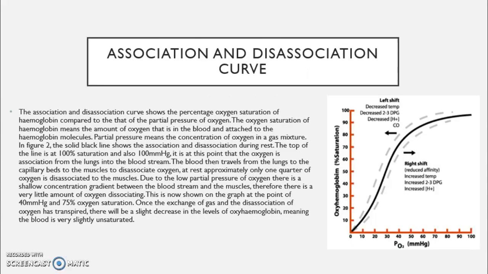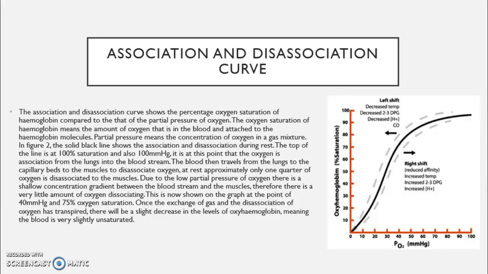So the association and dissociation curve, it can go left, it can go right, and what it does is it shows the percentage of oxygen saturation of hemoglobin compared to that of the partial pressure of oxygen. So the oxygen saturation of hemoglobin means the amount of oxygen that is in the blood and attached to the hemoglobin molecules. Partial pressure means the concentration of oxygen in a gas mixture.